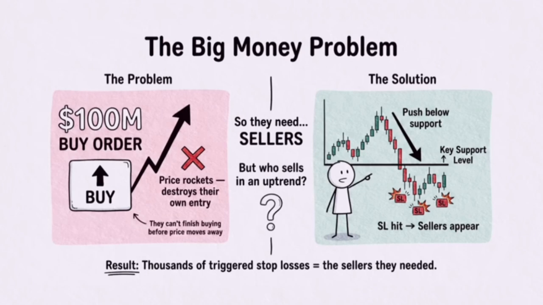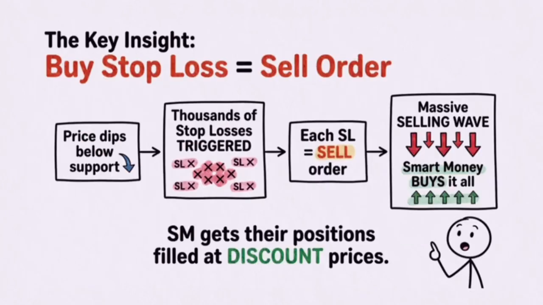So what happens? Whether by deliberate design or simply by the mechanics of how large orders interact with the market, price gets pushed below key support levels. Sometimes institutions actively drive it down. Sometimes they simply withdraw their buy orders and let gravity do the work. Either way, the result is the same. Price drops below support just far enough to trigger thousands of stop losses.